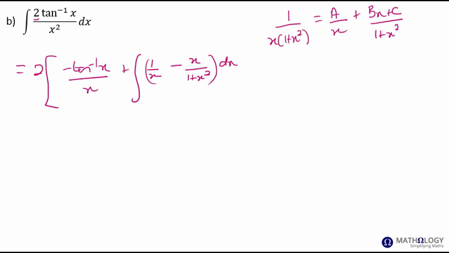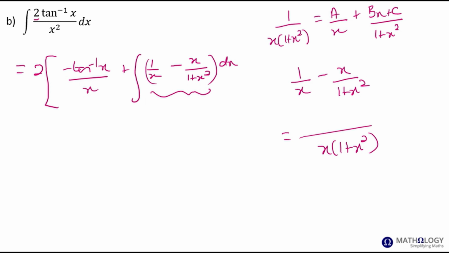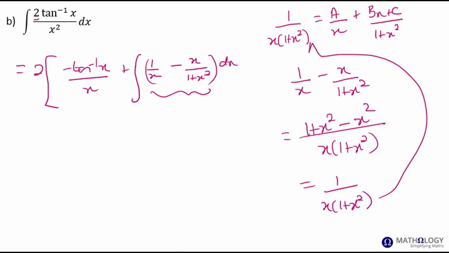We're just going to check the partial fractions before we continue, because if that is wrong, then everything else will be wrong. So 1 over x minus x over 1 plus x squared as a single fraction will be 1 plus x squared minus x squared, which is 1 over x times 1 plus x squared. Right, so it checks out, it's correct.